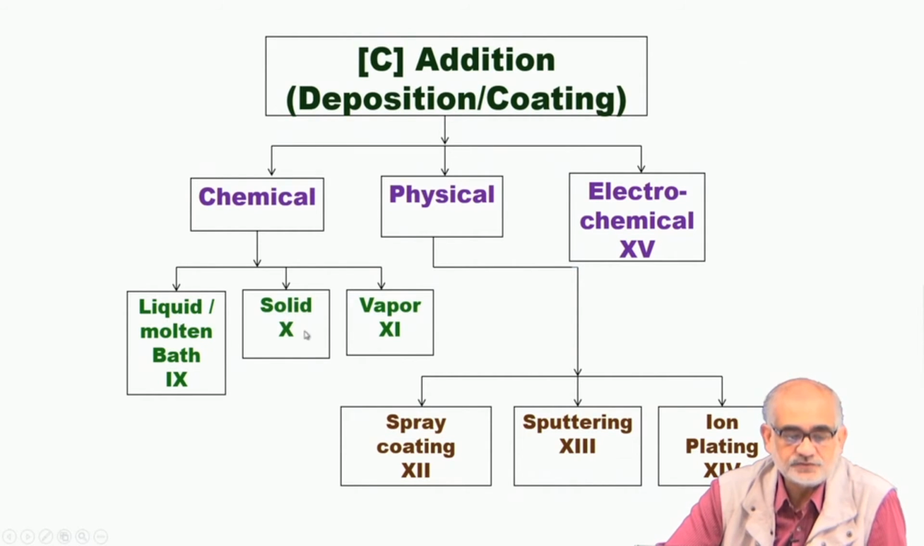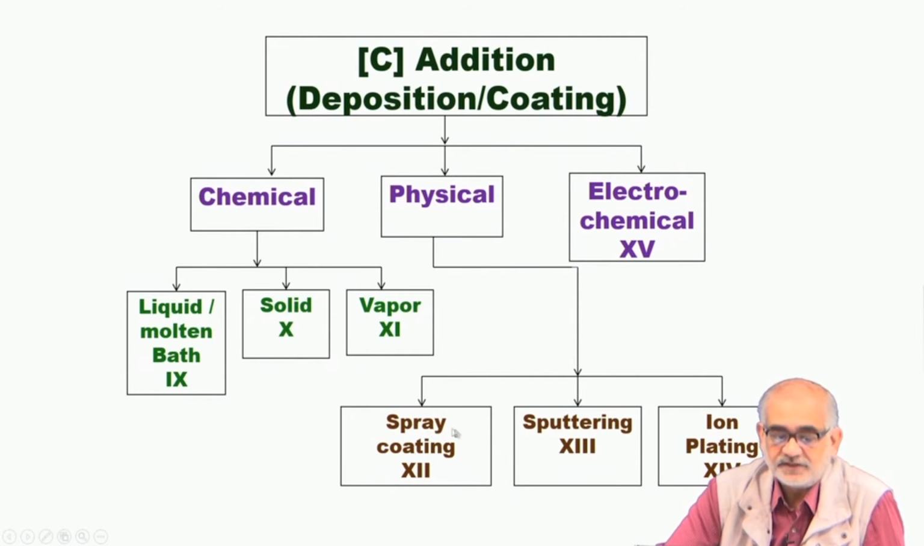Anyway, so when we talk of deposition or coating through chemical means, we can do it through molten bath, we can do it entirely through solid state, or we can employ deposition from the vapor state. Similarly, when we talk of physical, when we are not changing the composition at the surface, whatever comes from in the vapor or from the liquid gets deposited onto the surface.